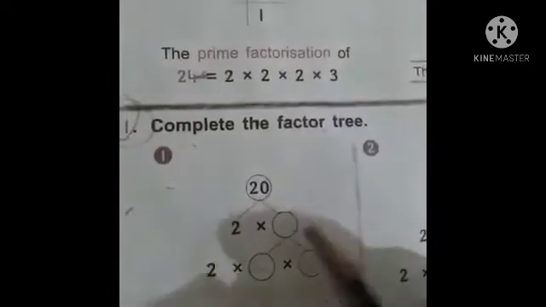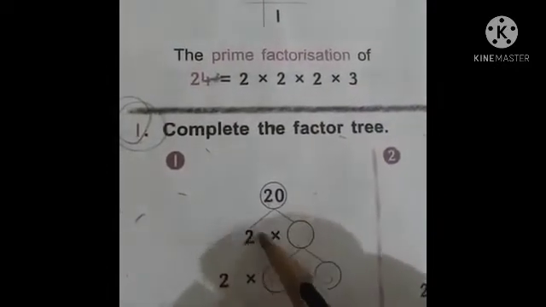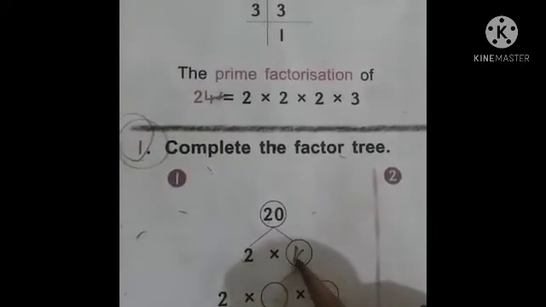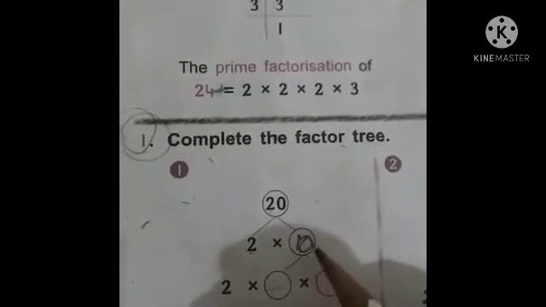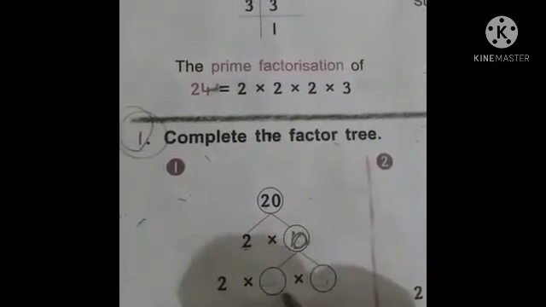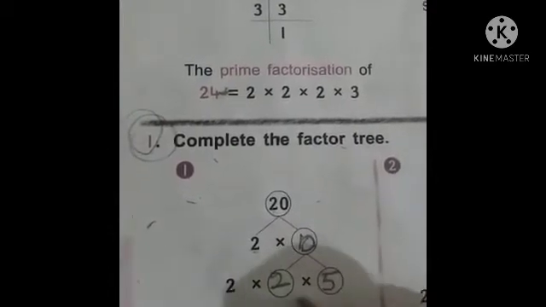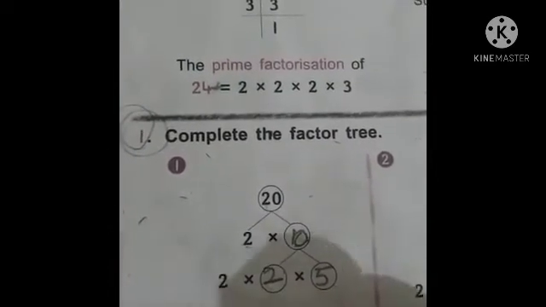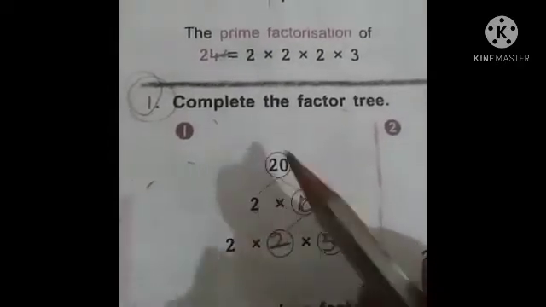Complete the factor tree. 20. Is 2 there in the table of 20? Yes. 2 tens are 20. Now write down 2 and divide 10 into 2 parts. 2 5s or 5 2s, whatever it may be, you have to write here. Both are equal. So 2 5s are 10. This is the factor tree.